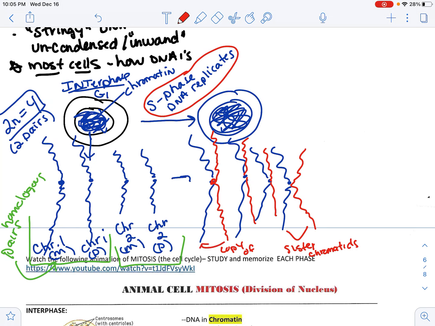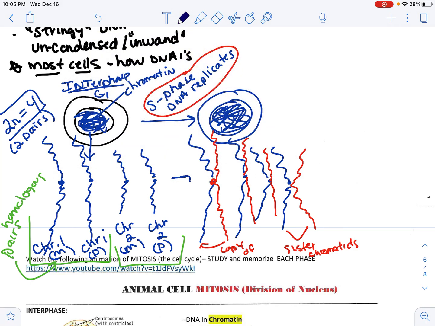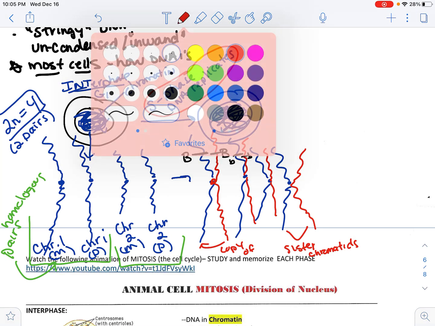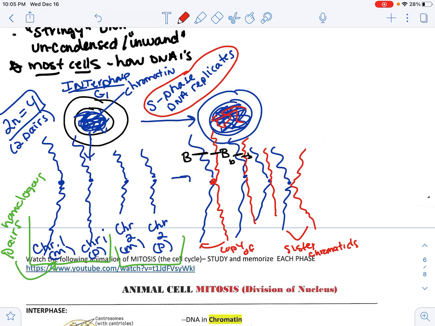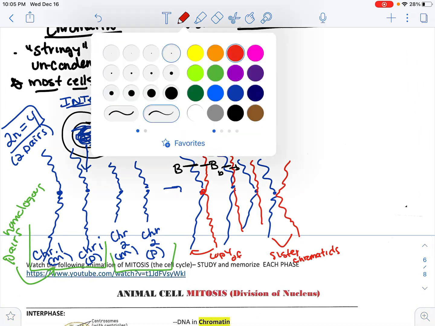Again, remember, if we had actual alleles on here, if there was a big B brown-eyed there, there's a big B there, and a little b there, anyway, the sister chromatids are identical. So that's still stringy. In the nucleus my DNA is still stringy, but now it's kind of double, right? I have double copies. So this is still interphase, and this is all still chromatin.